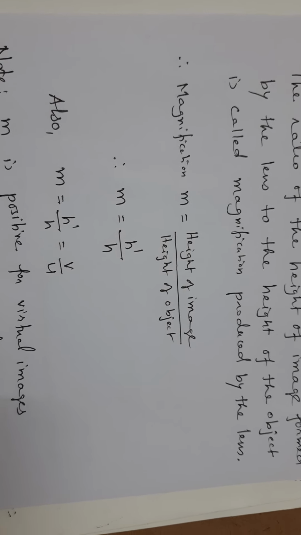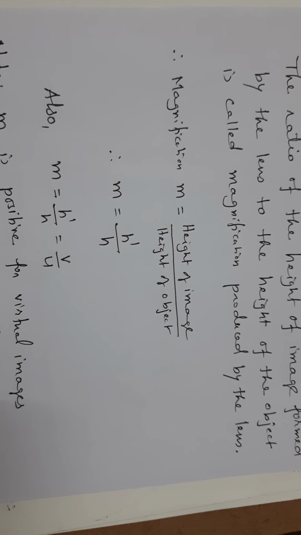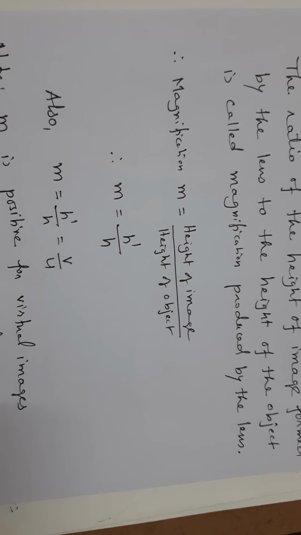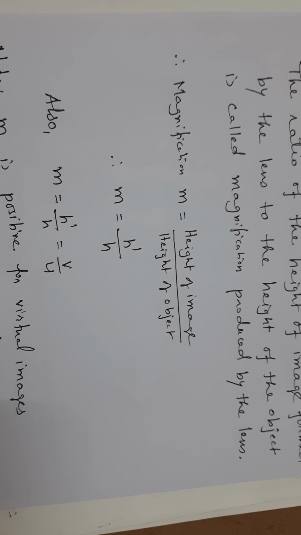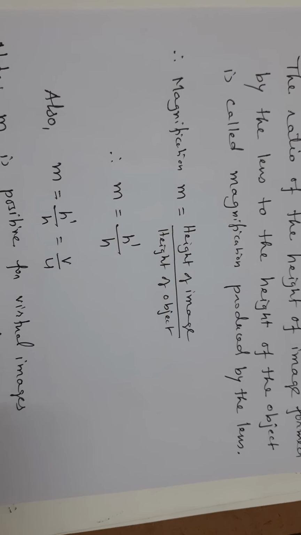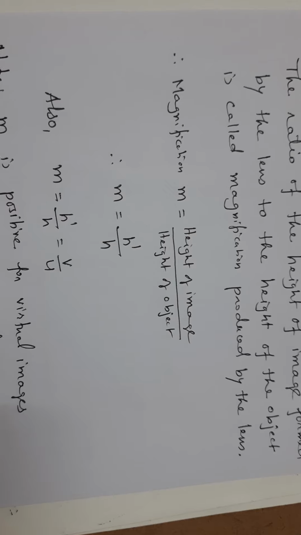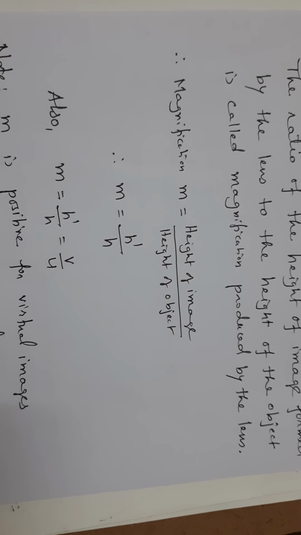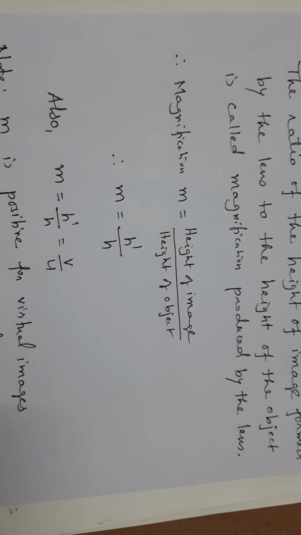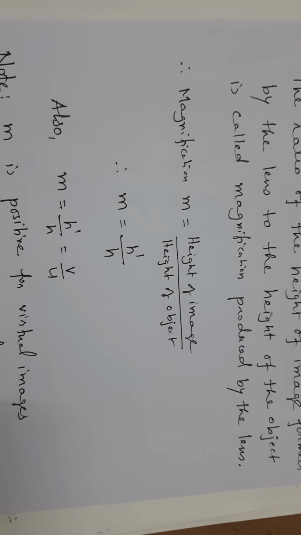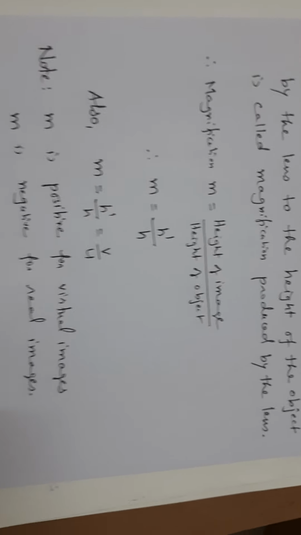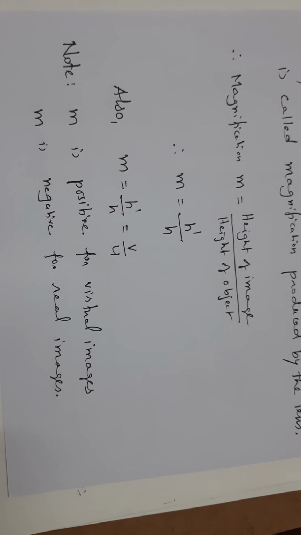So in case of a spherical mirror, we had m is equal to minus v upon u. Here we have v upon u. Do remember the differences between the two. Do not get confused, because while you are solving the sums, these values are going to be important. Now note, m is positive for virtual images and m is negative for real images.